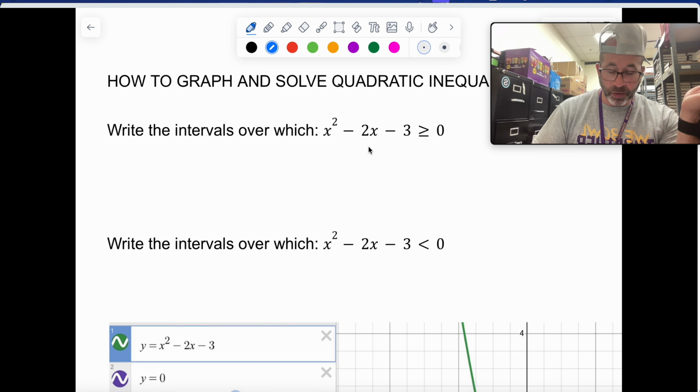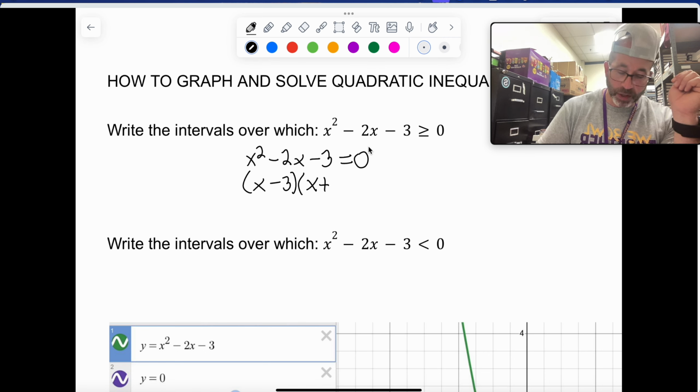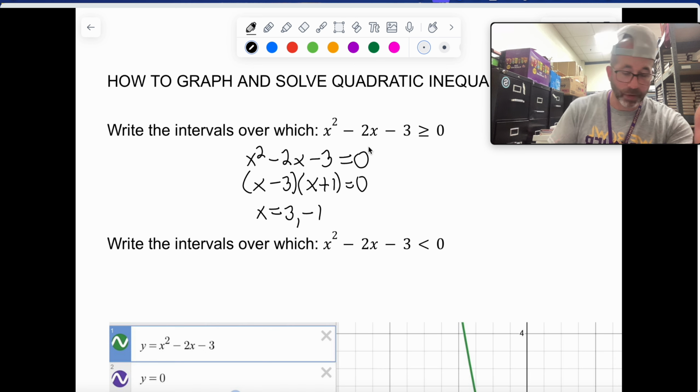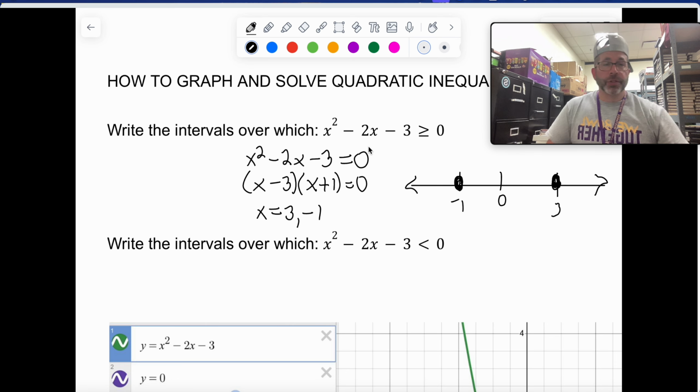It says write the interval over which x squared minus 2x minus 3 is greater than or equal to 0. Let's just treat the inequality first as an equation and see if we can solve for when it would be equal to 0. If I factor this, we have x minus 3 and x plus 1 is equal to 0, so we get x is equal to positive 3 and negative 1. Now this is where it is actually equal to 0. And what this does is it creates what we call critical points at 3 and at negative 1. So those are critical points.